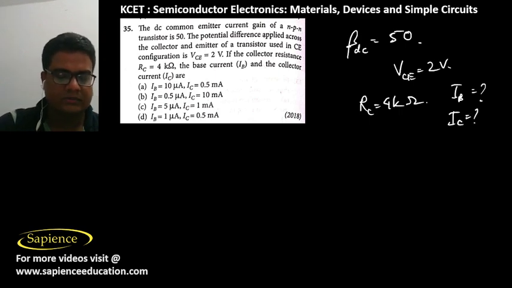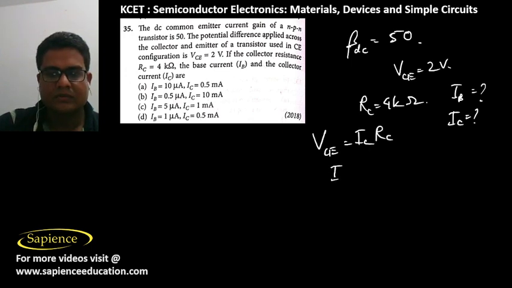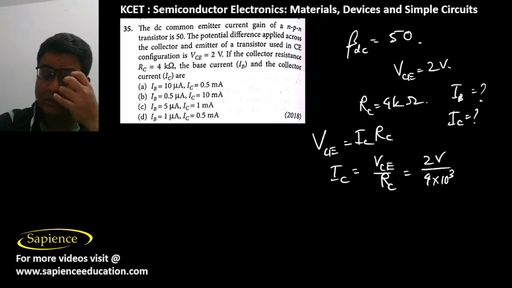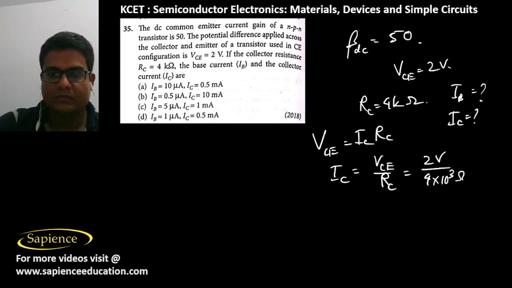So we know that VCE is equal to IC into RC. So IC will be equal to VCE by RC. So that will be equal to 2 volt divided by 4 kilo ohm, so 4 into 10 power 3 ohm. So this will be 0.5 milliampere.